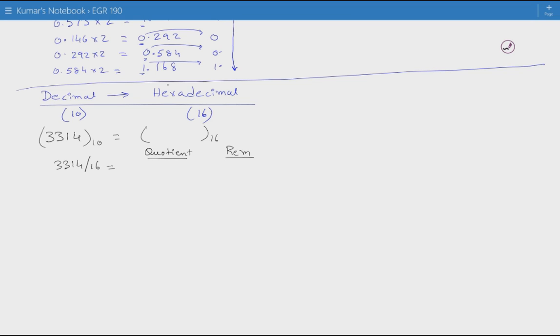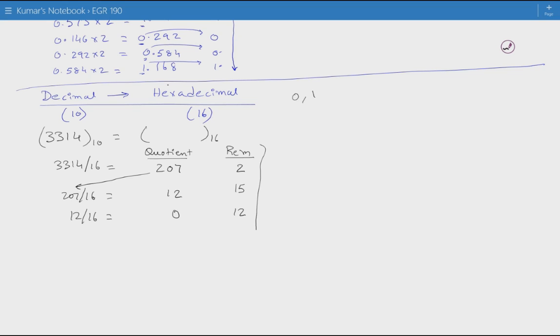3314 divided by 16 gives you a quotient of 207 with a remainder of 2. Take that number 207 divided by 16 again, you get a quotient of 12 with a remainder of 15. Then continue this, 12 divided by 16, you get a quotient of 0 and remainder of 12. Now once you get this, look into these numbers and see if each number is a representation of the unique values of hexadecimal.